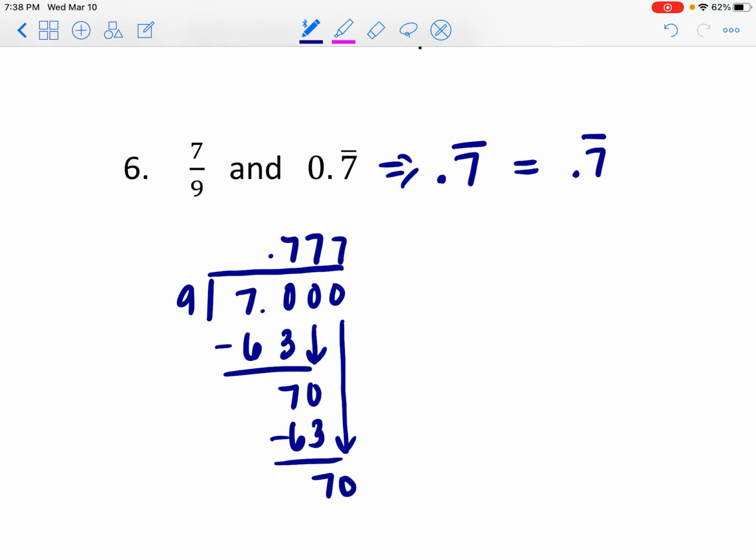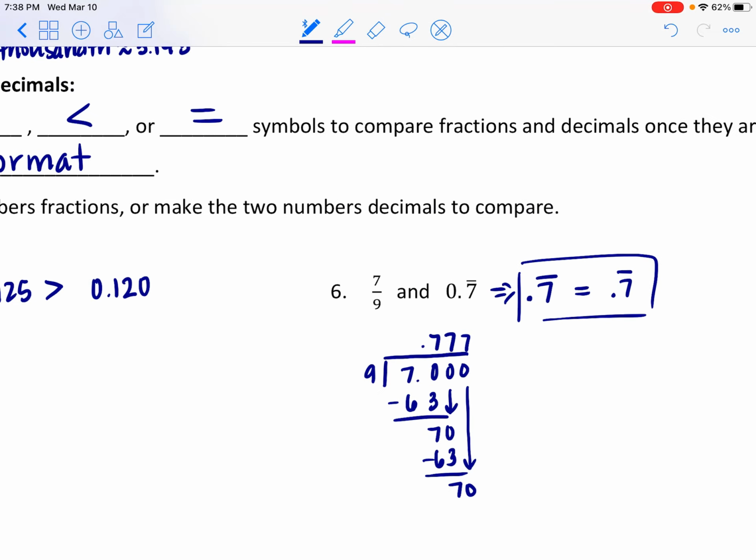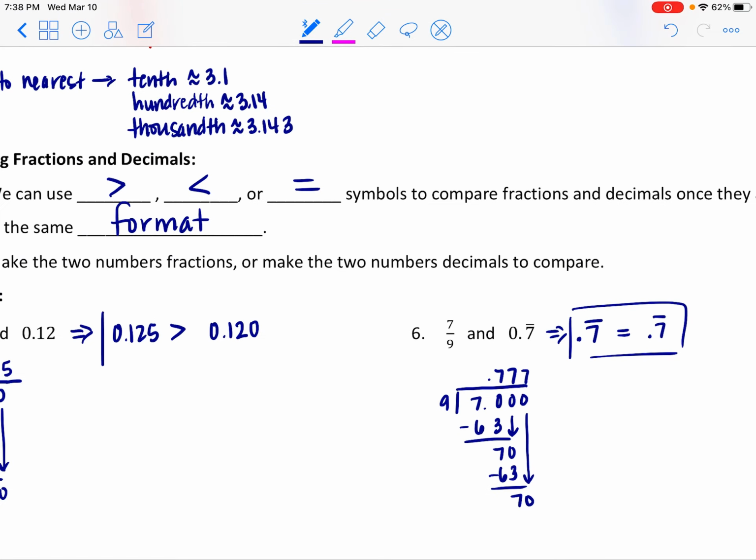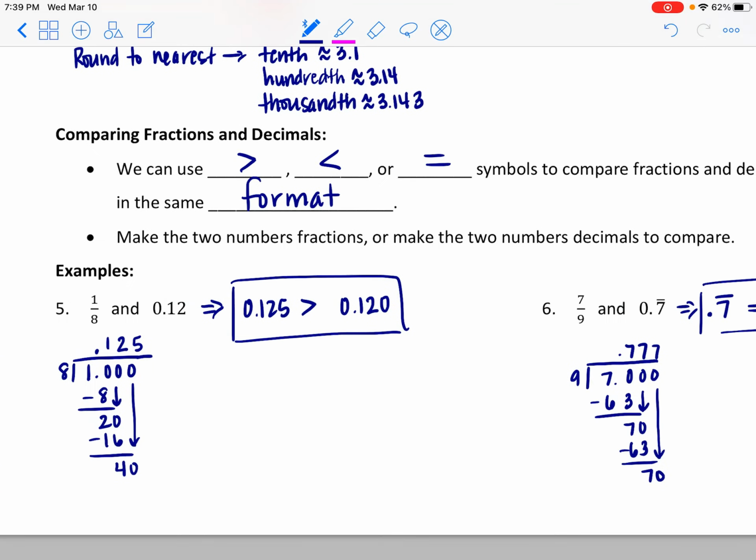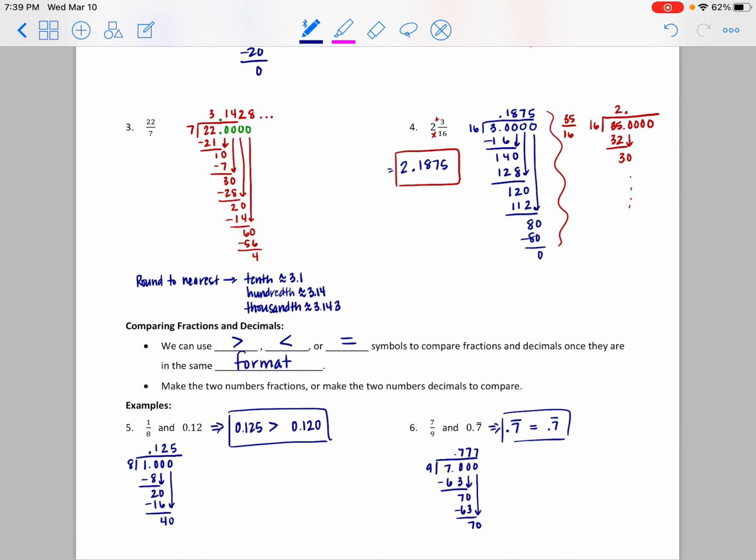So if they're equal, then we will use that symbol to compare them. So inserting that symbol makes a true statement. Inserting an equals makes a true statement there, and then inserting the greater than on number 5 made a true statement there. Okay, so we got to be able to take our fractions and write them as decimals, and we should be able to compare fractions and decimals by putting them in the same format.